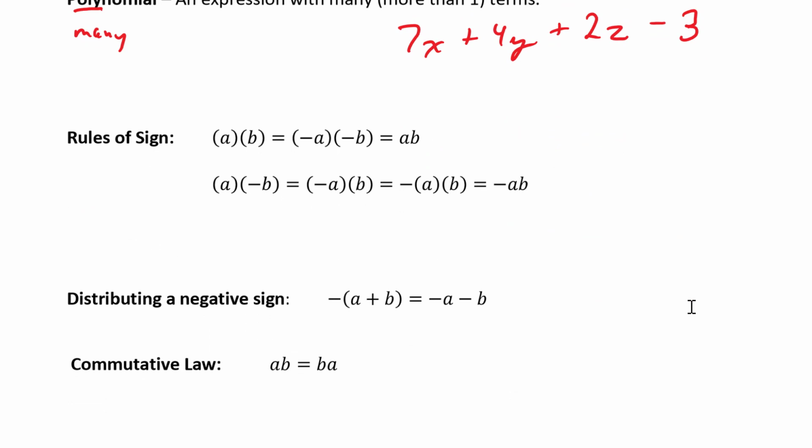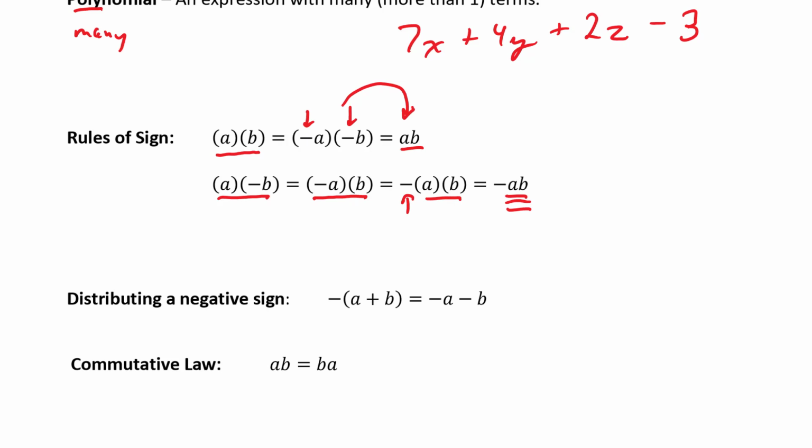There are rules for signs. Positive a times positive b is positive ab. And negative a times negative b also makes positive ab. 2 negatives make a positive. On the other side here, all I need is one negative. A times minus b is minus ab. Minus a times positive b is minus ab. And a times b and then negative as the coefficient outside also gives us negative ab.